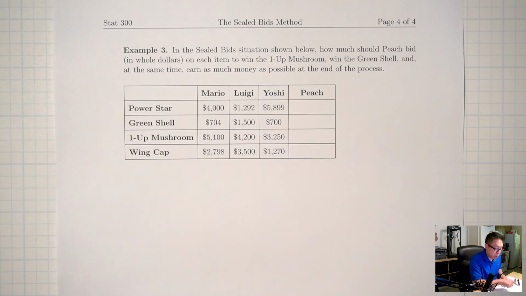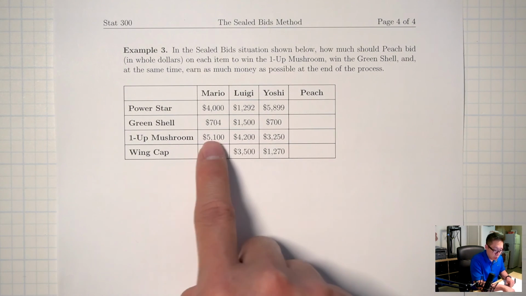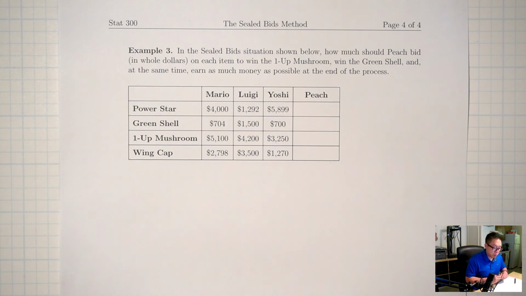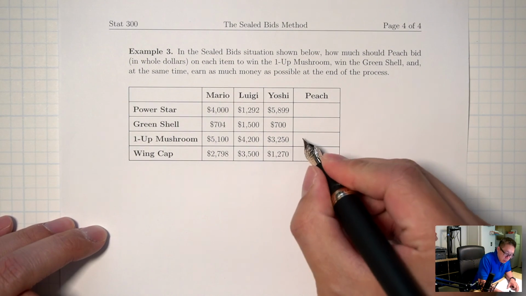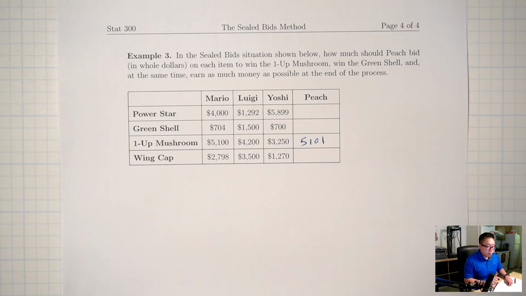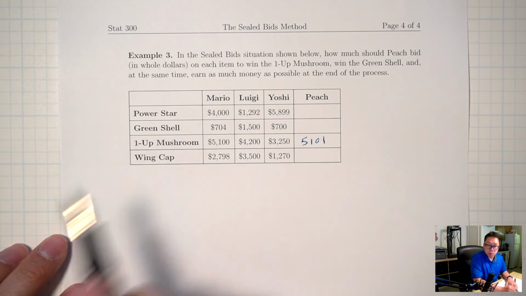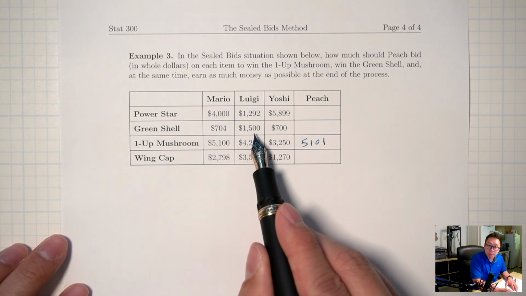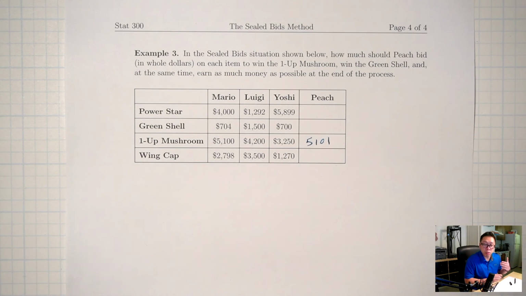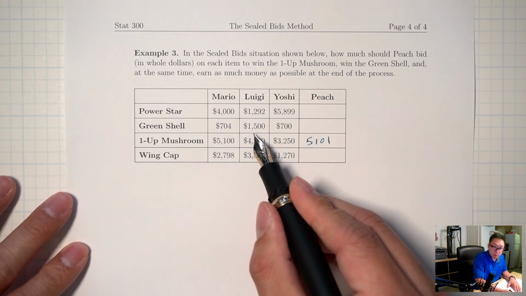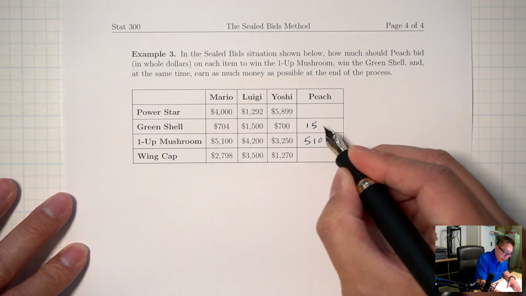Okay, so Peach wants the 1-up mushroom. Highest bid currently is 5,100. She's going to go 1 above that, which is 5,101. She also wants a green shell. So same thing. Look at the highest bid. Current highest bid is 1,500. Okay. She wants it, but she only wants to be the highest bidder barely. So she wants to go $1 above it. So $1 above 1,500 is 1,501.